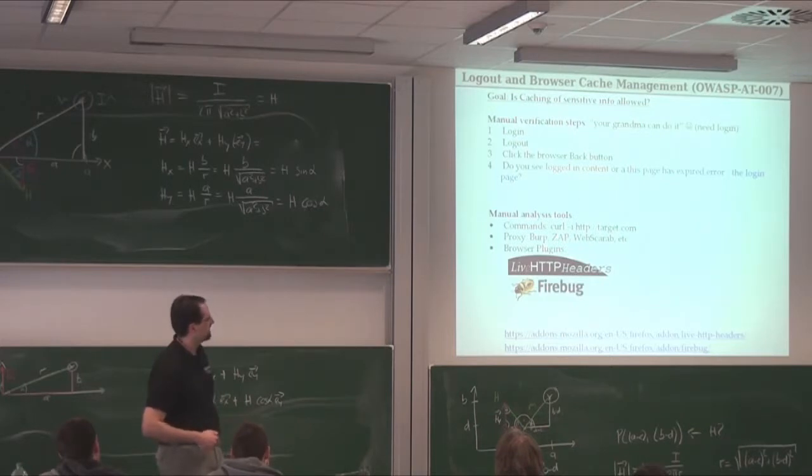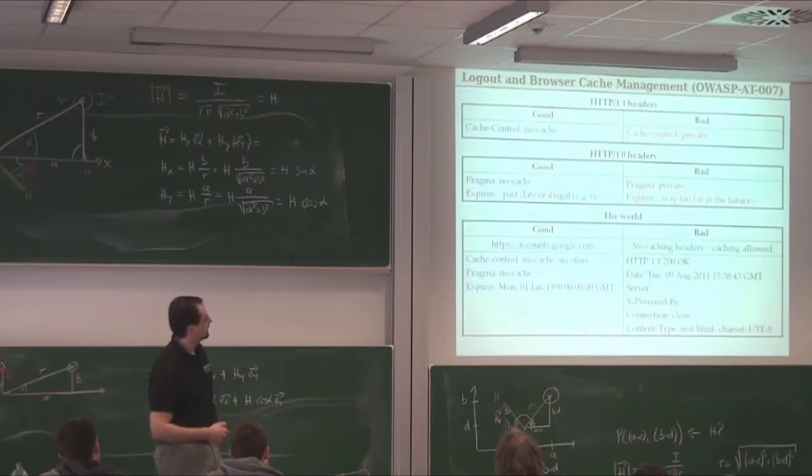So that's cool for business people and to explain it, but we need some tools here to analyze the headers. And this is how it works. In HTTP 1.1, cache control should be set to no cache to prevent this. In HTTP 1.0, pragma should be set to no cache, and expires should be in the past. Normally we have sites that have a really strong focus on security, like, for example, Google, with bug bounties and everything. So Google is doing both. They are setting the cache control to no cache, pragma no cache, and expires in the past. So they're doing everything, both HTTP 1.1 and HTTP 1.0.